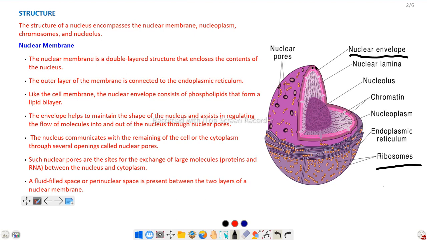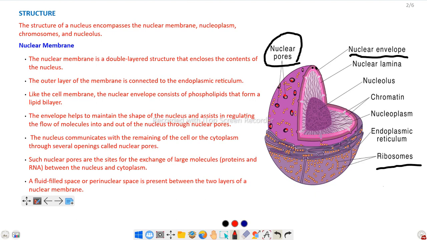The envelope helps to maintain the shape of the nucleus and assists in regulating the flow of molecules into and out of the nucleus through the nuclear pore. Here is the nuclear pore. These dots are the pores. This pore helps molecules go in and out.